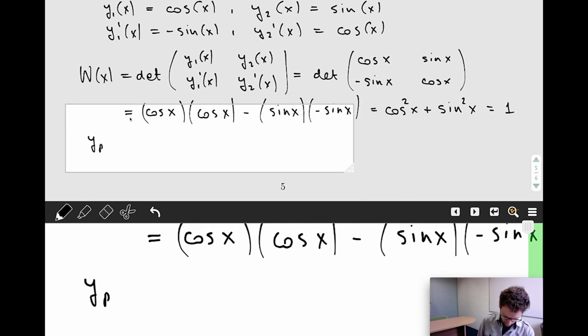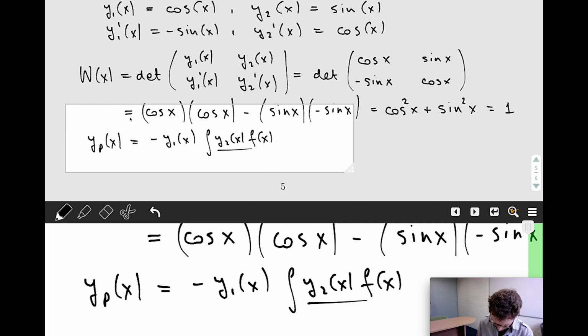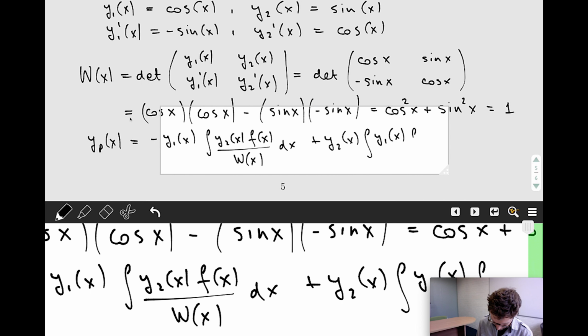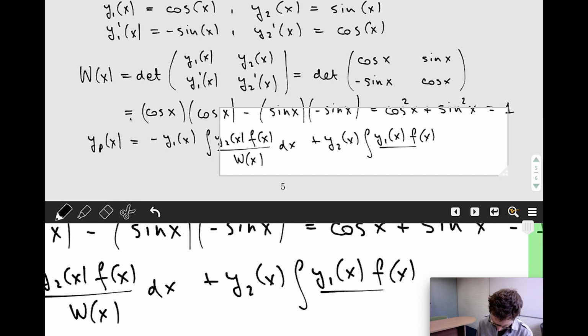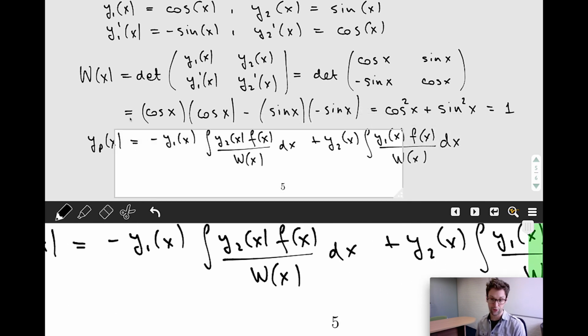So the particular solution yp of x is equal to minus y1 of x times the integral of y2 f of x all over W, plus y2 of x times the integral of y1 f of x all over W. So it's a complicated formula, but the good news is that we would give it to you in an exam if you needed to use the method of variation of parameters. So you just need to be able to use this formula.